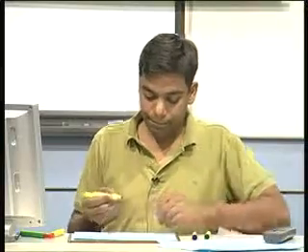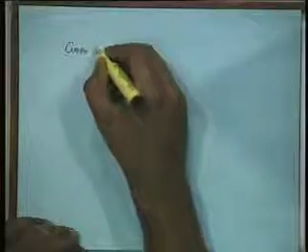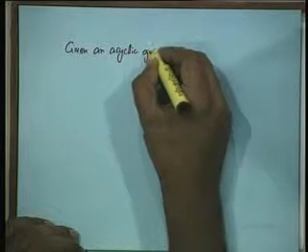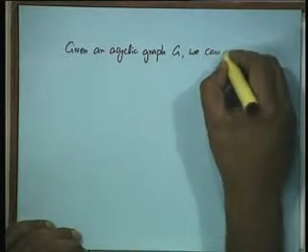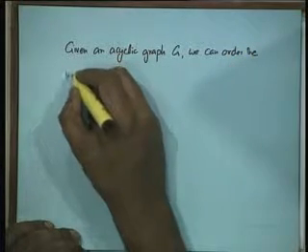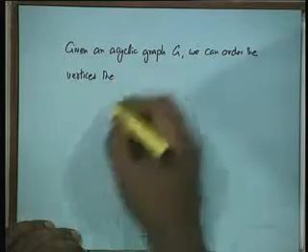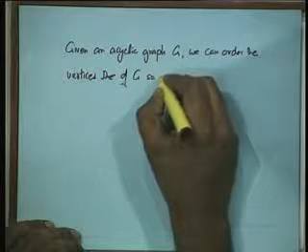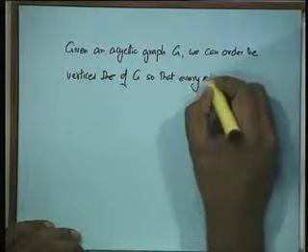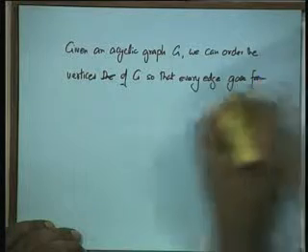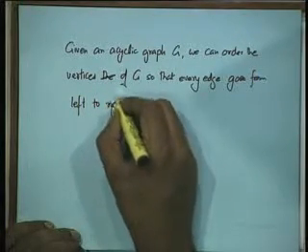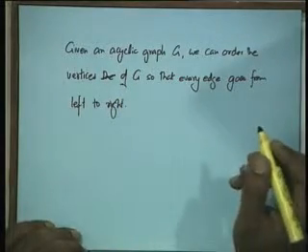And this ordering, what we have shown, and that is a very nice thing, is that given an acyclic graph, let us say G is an acyclic graph, we can order the vertices of G so that every edge goes from left to right. Yes. That is what we did here.